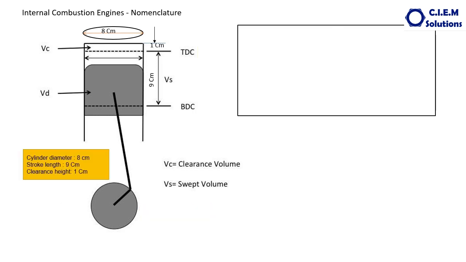See, now how much will be the swept volume of this particular engine? As I said, area of the cylinder into stroke length. So what is the area of cylinder? The formula of area of circle is pi d square by 4.